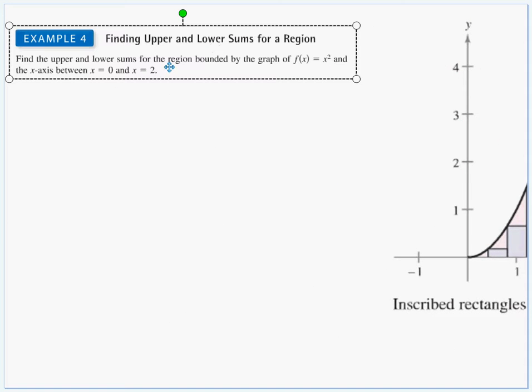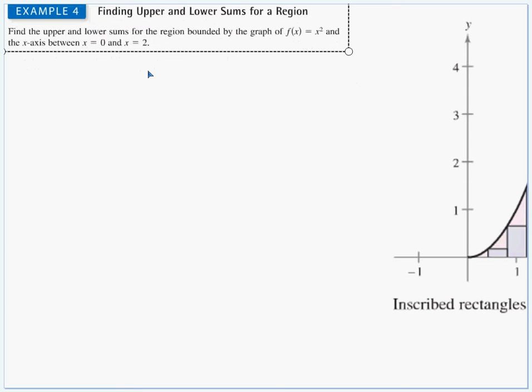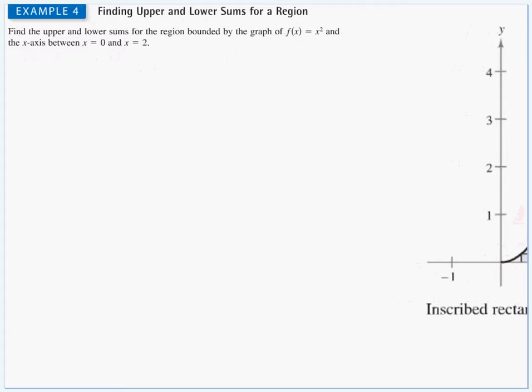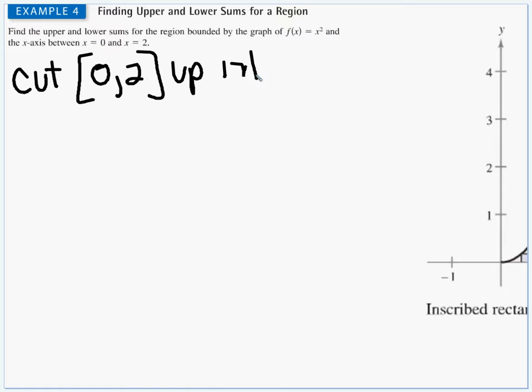Find the upper and lower sums for the region bounded by the graph of x squared and the x-axis between x is 0 and x is 2. So what we're going to have to do first is cut our interval from 0 to 2 up into n rectangles or intervals.